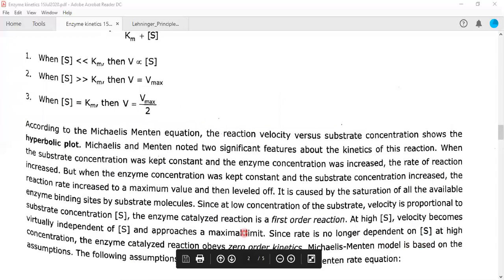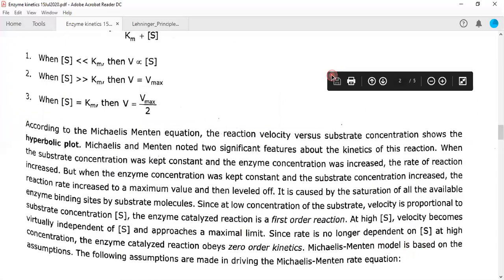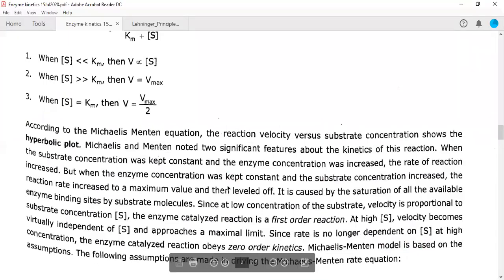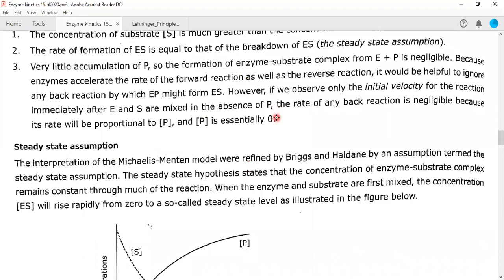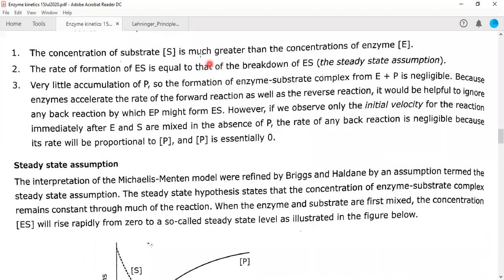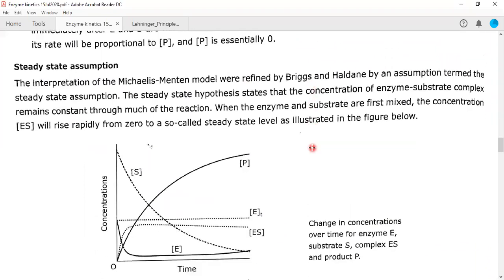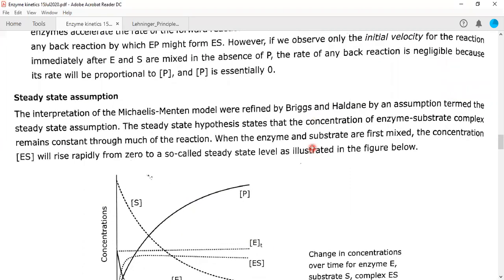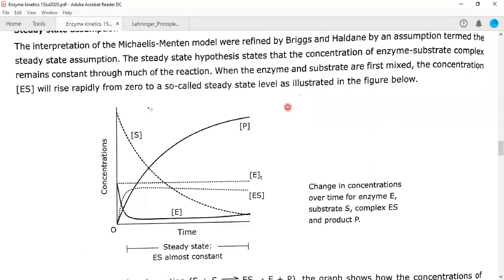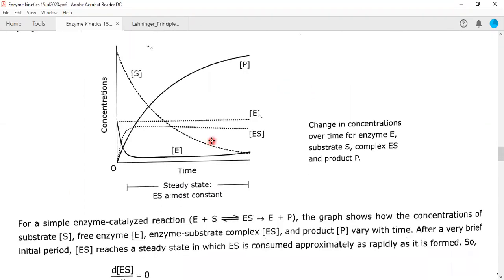This model, which is shown by the Michaelis-Menten model, is based upon certain assumptions, which we have also discussed. You need to remember them. The substrate concentration is much greater than the enzyme concentration. There is a steady state, so that the formation of enzyme substrate complex is equal to its breakdown. The third is that product accumulation is negligible. Therefore, there is no reverse reaction, so you can remove the possibility of any reverse reaction initially. Therefore, you can derive this equation based upon this steady state kinetic model.